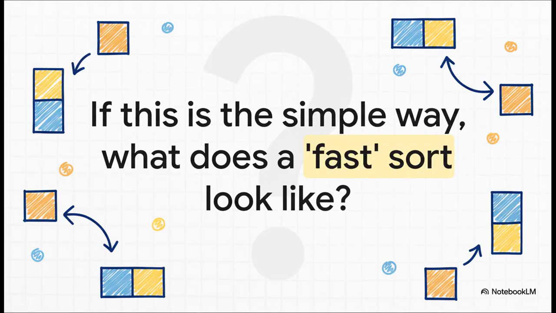And that really leaves us with one final thought, doesn't it? If this is the simple, slow, foundational way to create order, what does a fast sort actually look like? Because understanding this humble, simple starting point is really the key to appreciating just how ingenious and powerful those other algorithms truly are.